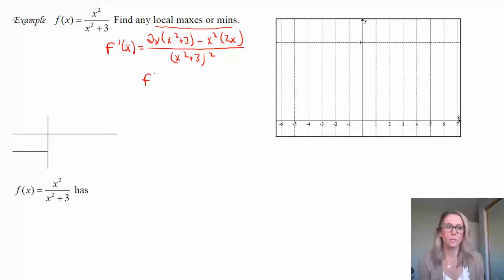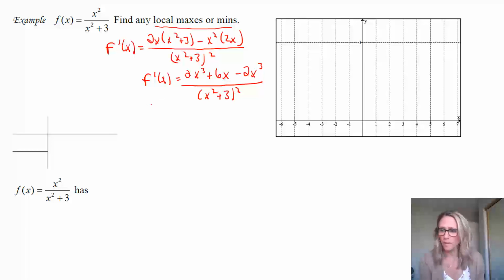And then I just need to simplify as much as I can. 2x cubed plus 6x minus 2x cubed. Oh, how handy and helpful. So now I have x squared plus 3 squared. And then as we can see, not surprisingly, we have some pieces in the top that are gone. And so we have just 6x over x squared plus 3 squared.